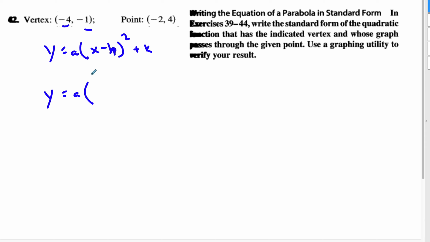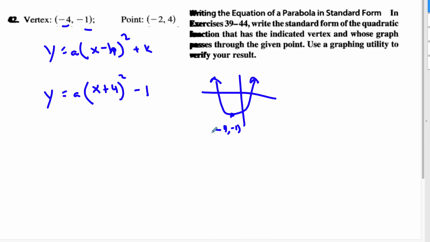So this tells us negative 4 is the x value, x with x. So that becomes plus 4. And negative 1 means, don't forget the squared. That's kind of embarrassing if you do, minus 1. Why do they give you the point? We know where the vertex is, right? Let's just assume it opens up. It may or may not. We're not sure yet. So we know where the vertex is, right? It's here at negative 4, negative 1.